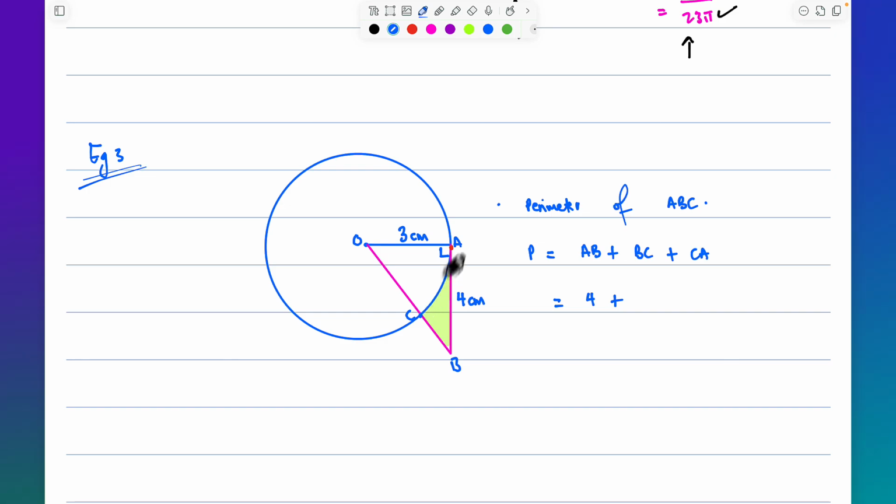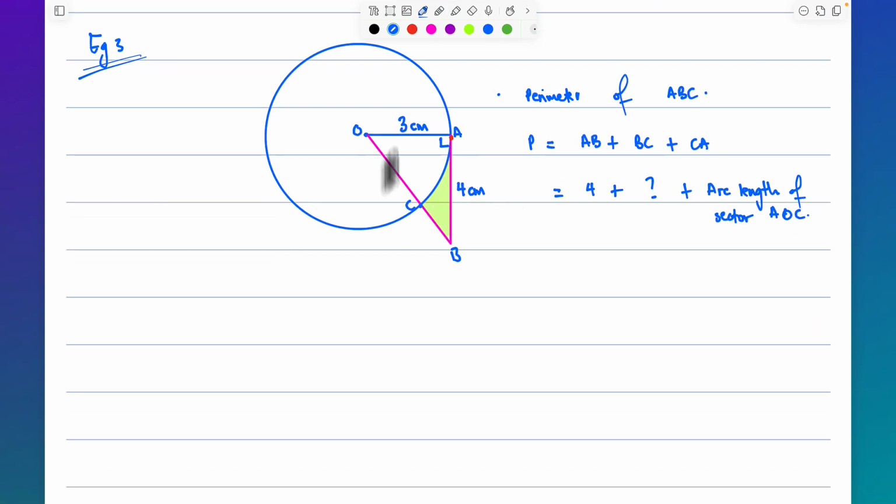But we can see that CA is the arc length of this little sector, sector OAC. So instead of writing it as CA, since we don't know this, this is going to be the arc length of sector AOC. Okay, cool. So now we need to find these two values. How do we find those values? Let's start off with the arc length of this.